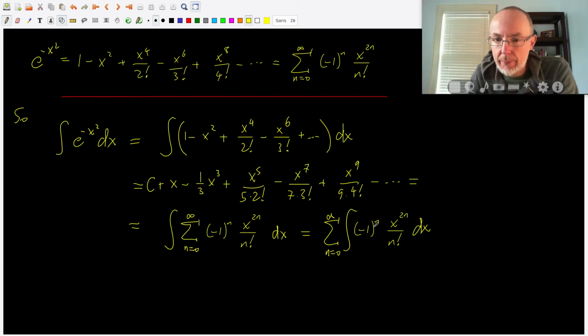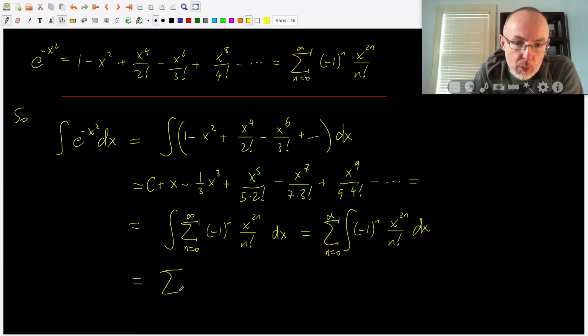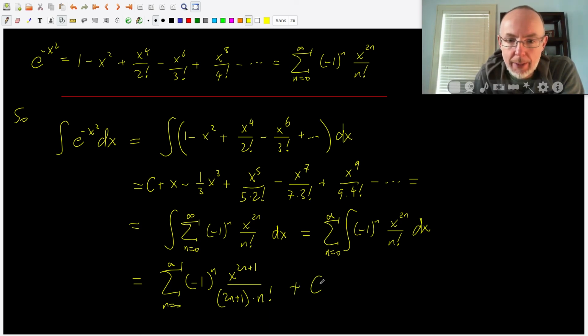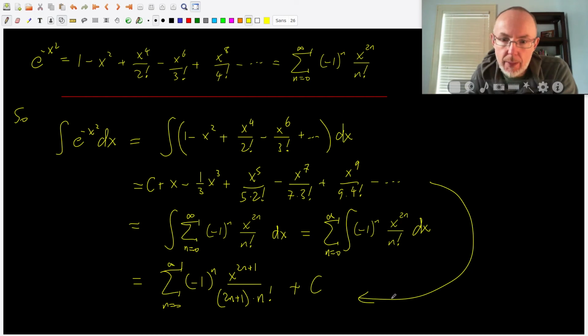So when I integrate each of these, the minus 1's a constant, the n factorial is a constant, so the integral is going to come out to be, we're going to increase the power by 1, so the minus 1's not changing. We're going to increase the power by 1, so we're going to get x to the power of 2n plus 1, and then we're going to divide by that number. So 2n plus 1 appears down the bottom, times the n factorial, which was already there, and we need to add a constant. And if you compare these two, they're the same.